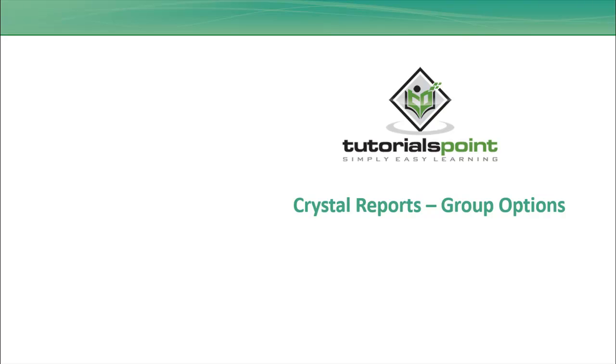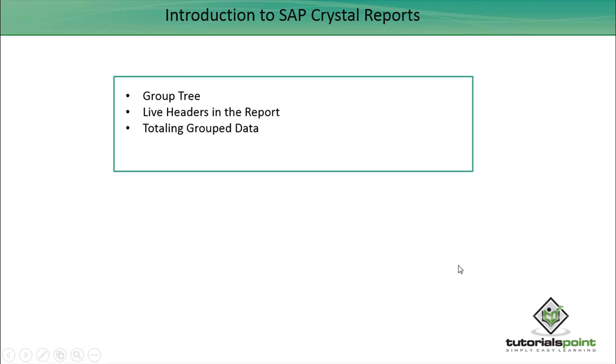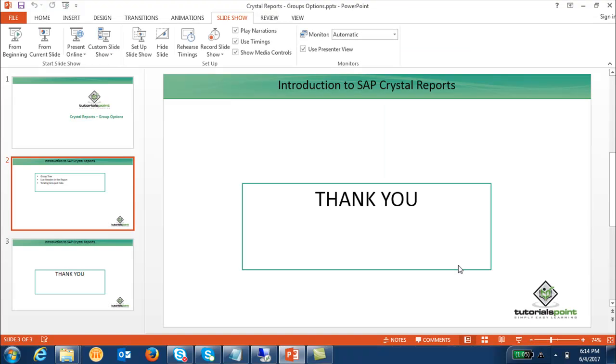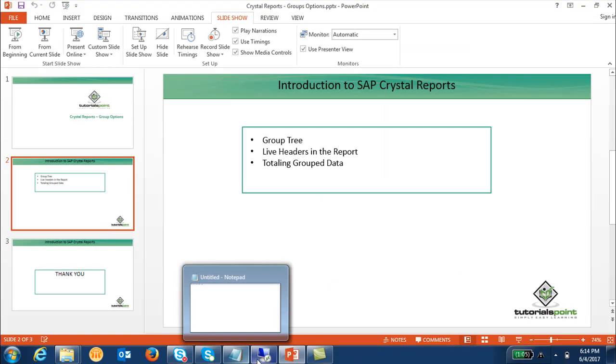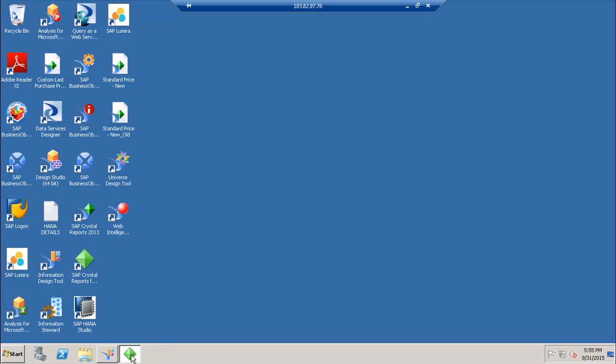In this tutorial, we will discuss the group options in Crystal Report for Enterprise. So, we will see how we can use the group tree for navigation, how we can have the live headers in the report, and how we can do the totaling in the group data. So, let's go to the system and see how we can perform these tasks.